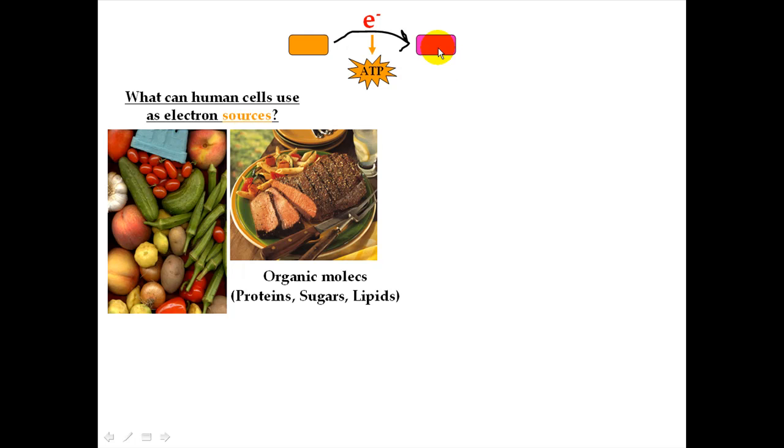You might remember that the thing that we use to tug on the electrons, the thing that we use to make the electrons move, mostly we use oxygen, right? So oxygen is a pretty electronegative thing, so it's really good at drawing electrons towards it.